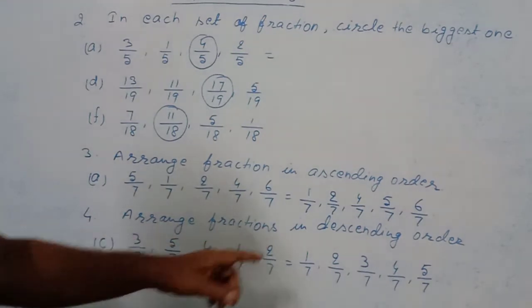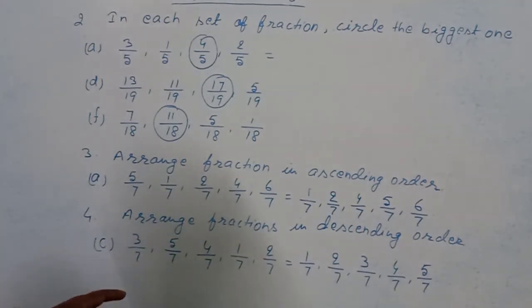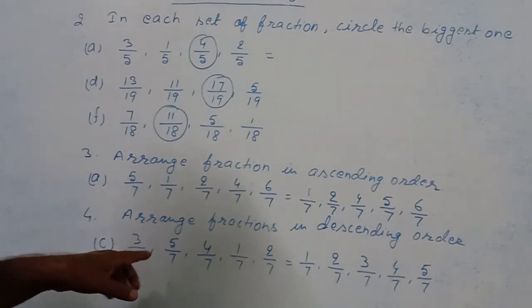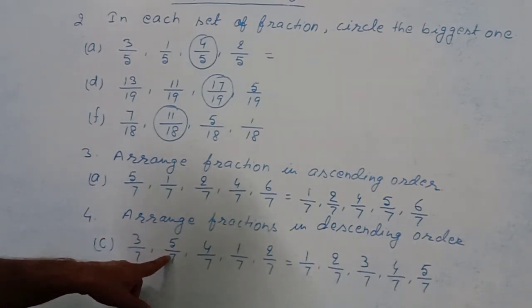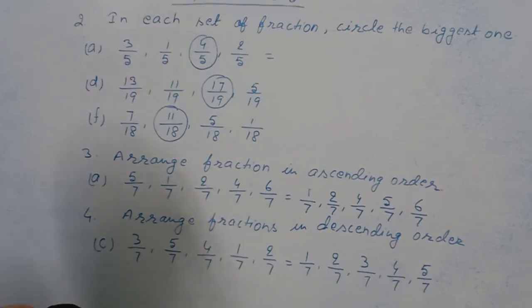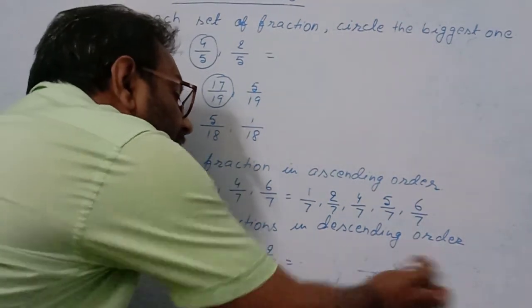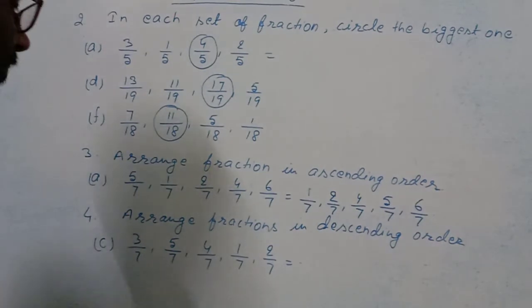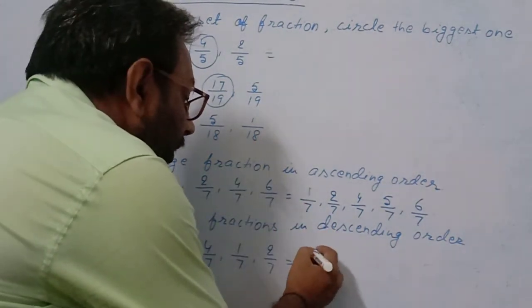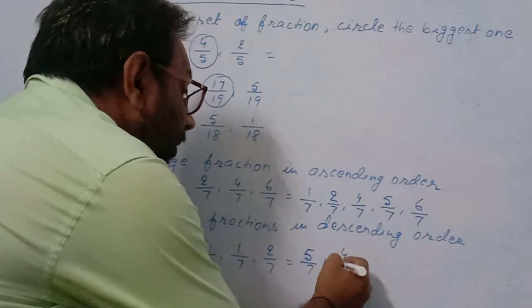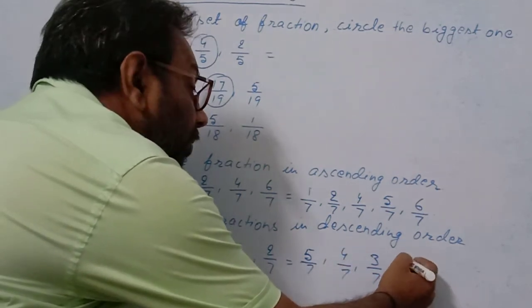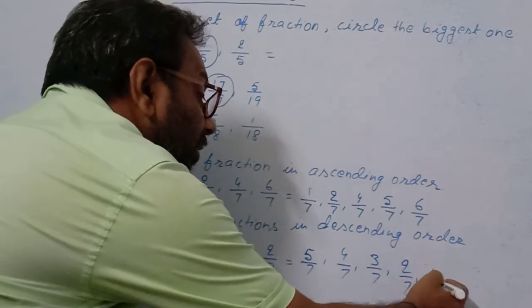Arrange fractions in descending order. Question number 4C. Here we will arrange the numerators in decreasing order. So the largest one will be written at first, and the largest numerator is 5. So 5 by 7, then 4 by 7, then 3 by 7, then 2 by 7, and at last 1 by 7.